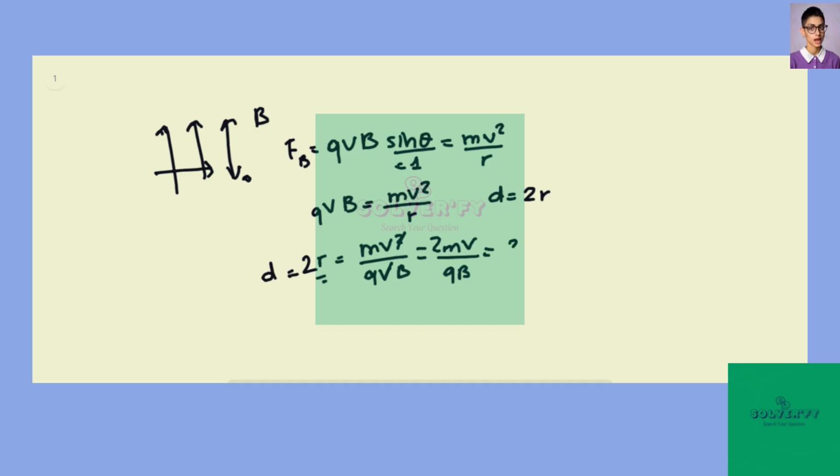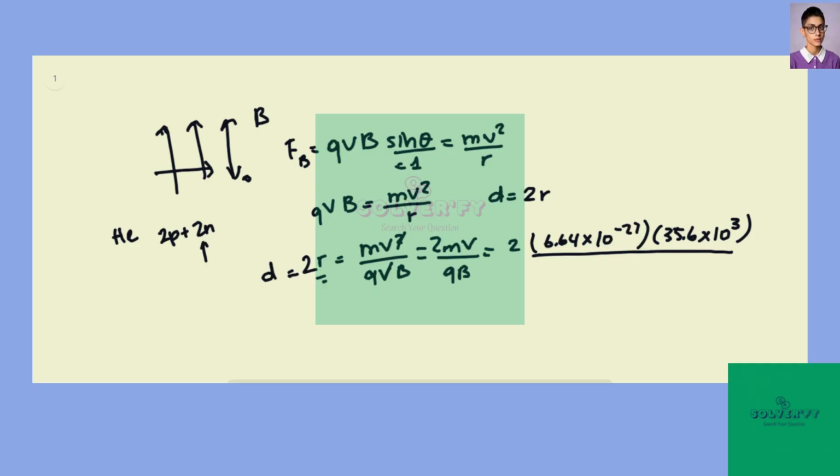So now let's plug in the numbers. 2 times the mass, which is given to us as 6.64 times 10 to the power of negative 27, times 35.6, the initial velocity in kilometers per second. So I'm going to convert that to meters by adding times 10 to the power of 3 meters per second, over Q. Well, a helium particle has 2 protons and 2 neutrons. Neutrons don't have any electric charge.